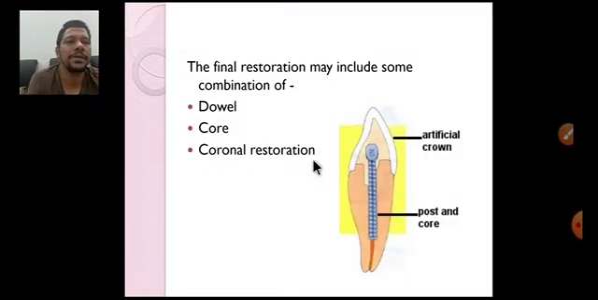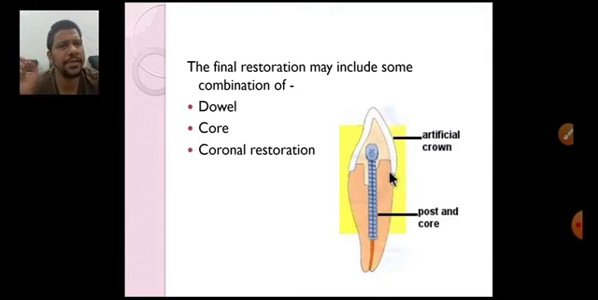Then I'll show one more schematic representation in which they used a prefabricated post. This is a prefabricated post. It's a metal one which has serrations on it. So it's a serrated metal post which is parallel, in which the gutta-percha remains 3 to 5 millimeter at the apex in order to seal the apical area. It acts as a barrier, which I mentioned earlier. And this is the head of the post which supports the core material.